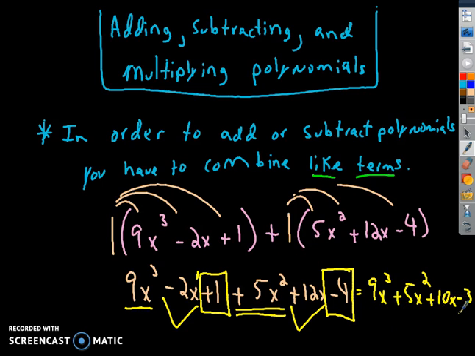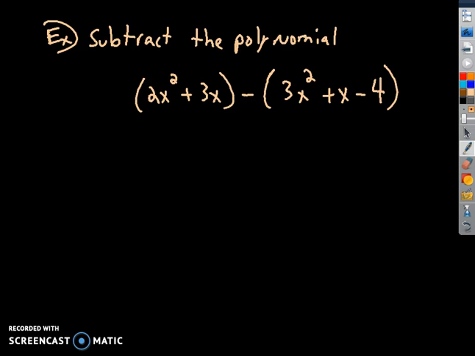All right, new example. Let's just subtract the polynomial. I'm going to subtract this like I did last time. If you think you understand this, you don't have to wait for me. Pause the video and try this one on your own. If you think you understand what to do, go ahead, pause the video and try this one without my help. So go ahead, pause it now.